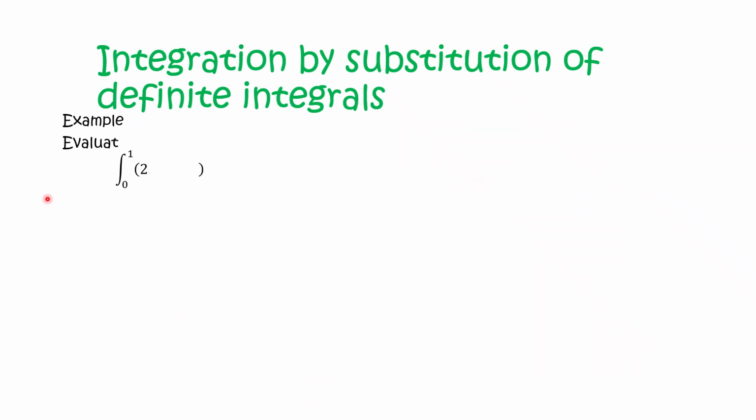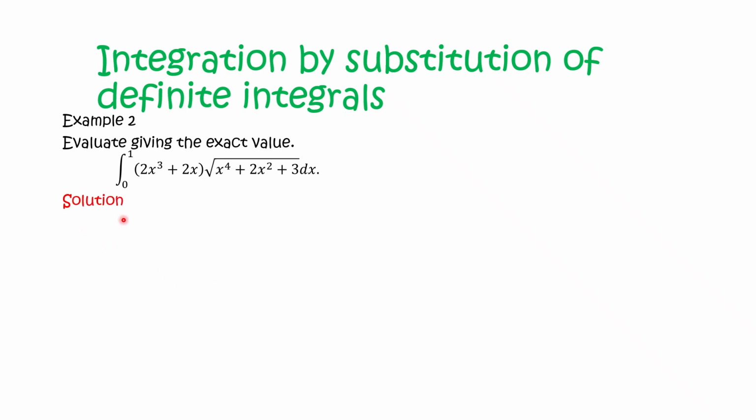Let's take a look at example 2. Evaluate giving the exact value for the integral from 0 to 1 of 2x cubed plus 2x, all multiplying with the square root of x to the power 4 plus 2x squared plus 3 dx.